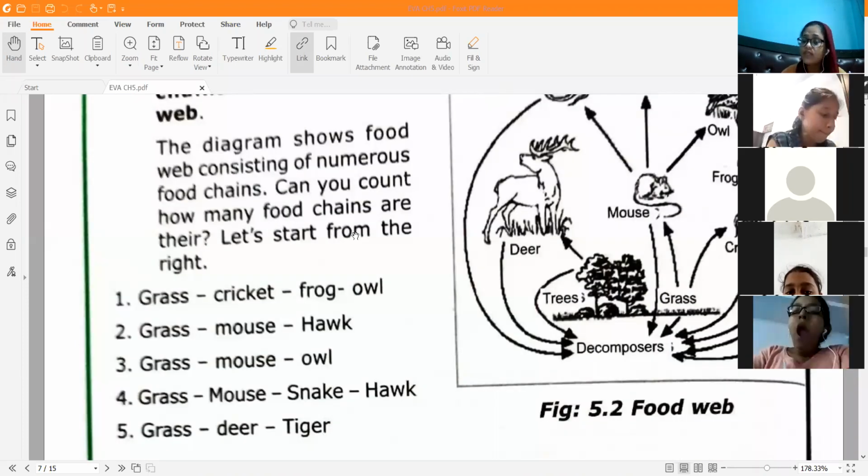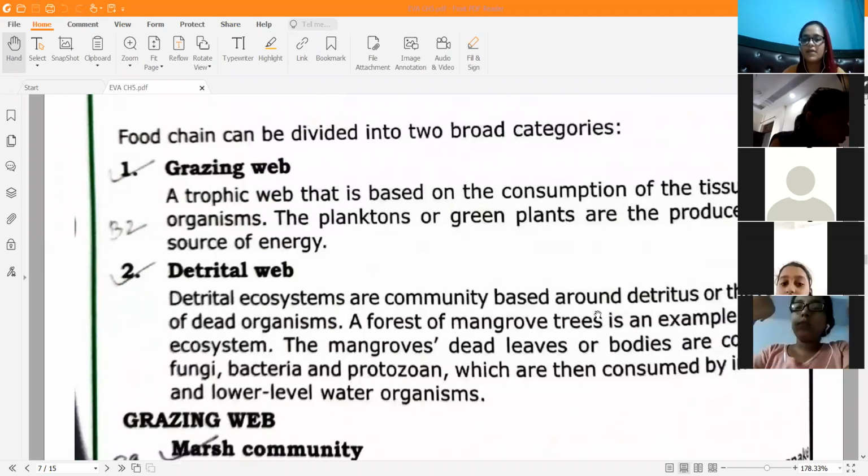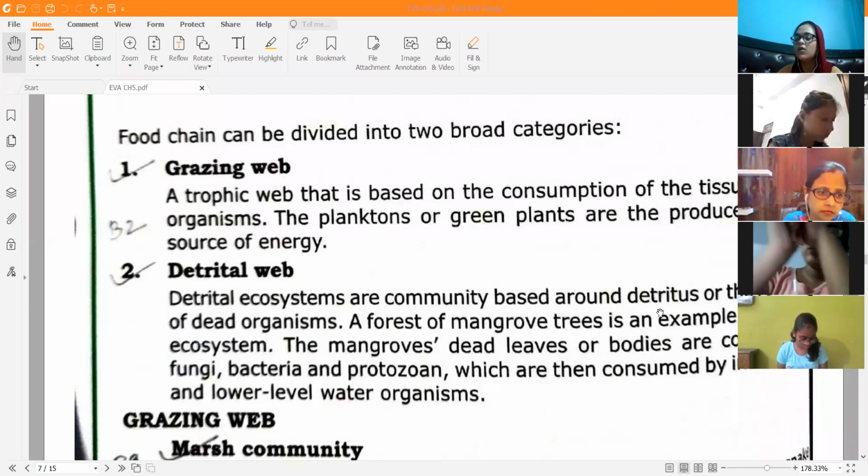Then we talked about food web, right? And the difference between grazing web and detrital web, right? Grazing web has the autotrophs at the base of the food chain, while detrital web is based around detritus, or the remnants of dead organisms, where we did the example of mangrove forest, that is the bacteria and protozoa, they feed on the dead leaves of the mangrove trees, right? And then the food chain continues with the lower level organisms consuming this colony of microorganisms, right?